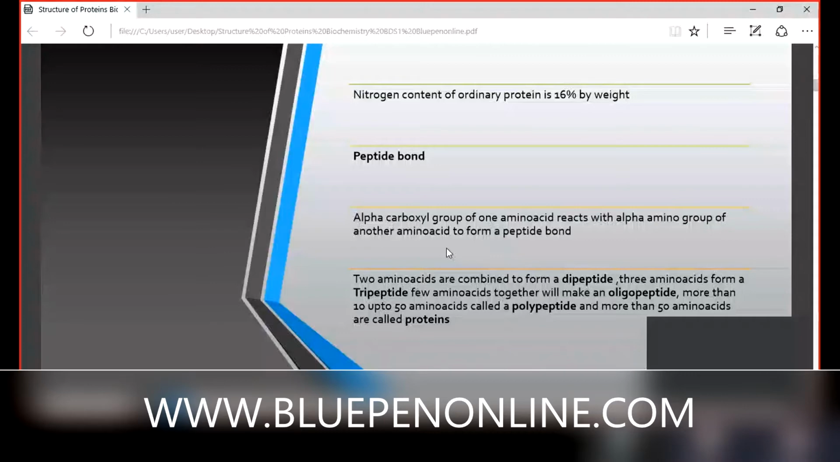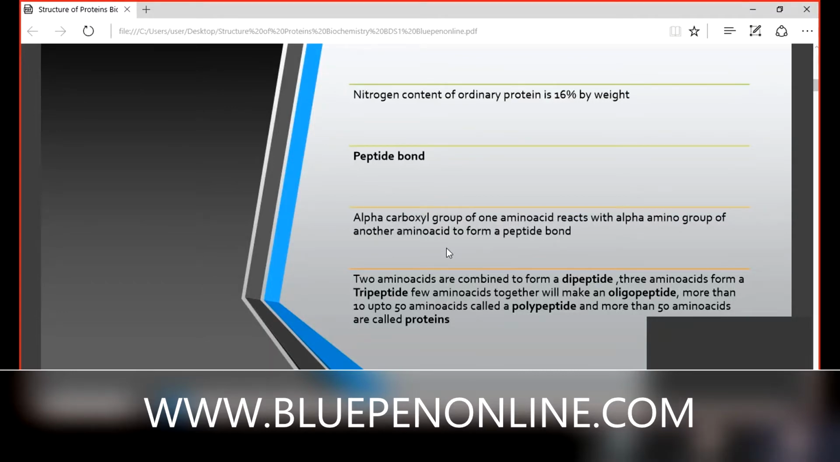But the basic definition of peptide bond is: the alpha carboxyl group of an amino acid reacts with the alpha amino group of another amino acid to form a peptide bond. Did you get the point? You know the general structure of amino acid? What is amino acid? Amino acid contains two functional groups.